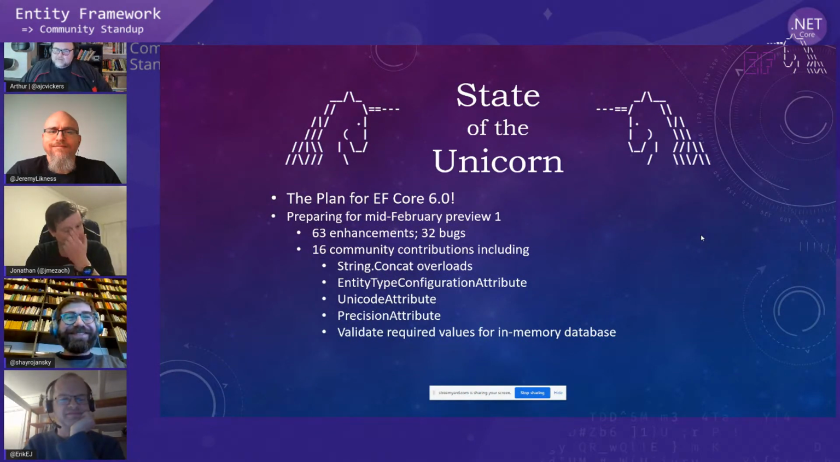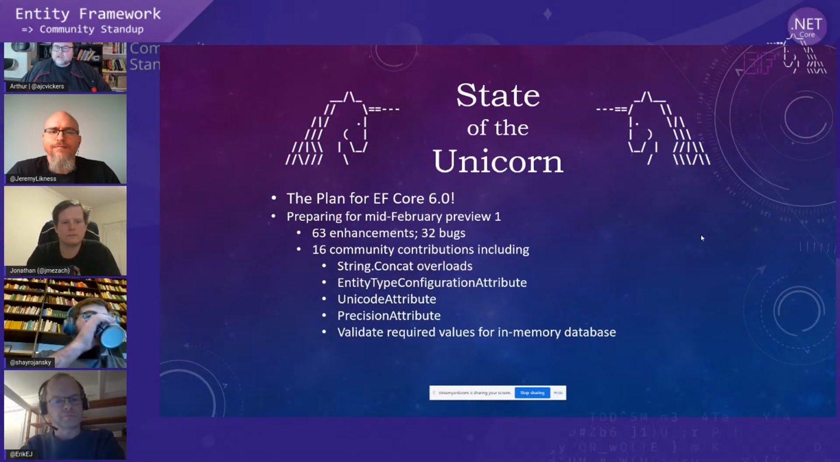So we had one that basically validates that if you try and save null into a required column, then the in-memory database won't allow that. That currently was never validated by the in-memory database. There's an option to switch that off if it breaks all your tests because you weren't checking that. But by default, now the in-memory database is validating for you.